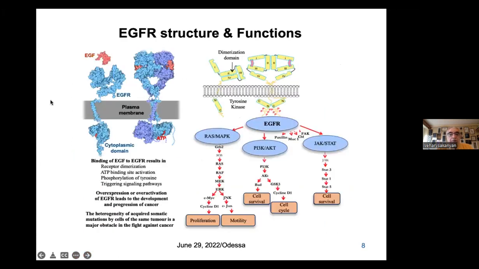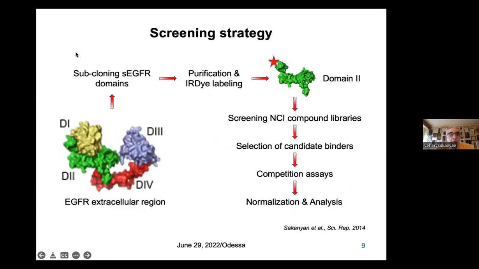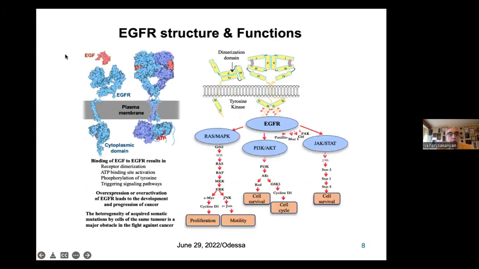Here we have a structure of EGFR. Normally, it's a monomeric protein, as you can see, which has 2 parts, one located in the extracellular region and the second one in the cytoplasmic region. And there's also a single alpha helix which goes through the cytoplasmic membrane.